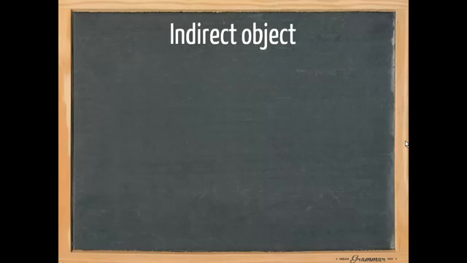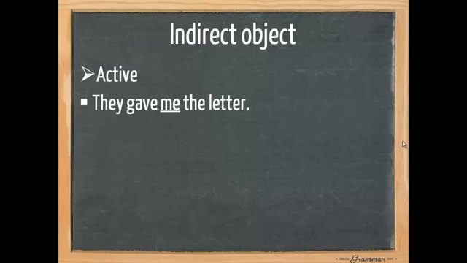Now, in the English language, we do not only have objects. There's also such a thing as an indirect object. I'll show you an active example. They gave me the letter. They is a subject and the letter is an object, the direct object. But me here is an indirect object. So what do you do when you need to change an active sentence into a passive, but it contains both an object, the letter, and me, the indirect object?